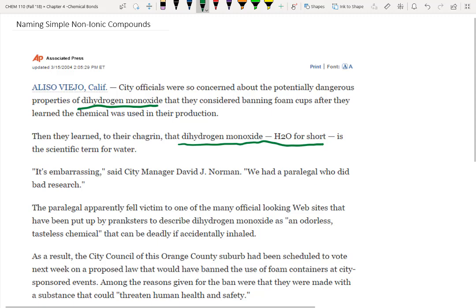My favorite one was, I think there was a town also in California where they said dihydrogen monoxide is dangerous. If you inhale it, you will die. It's like, yeah, you're describing drowning, great. It doesn't mean it's that dangerous, right?